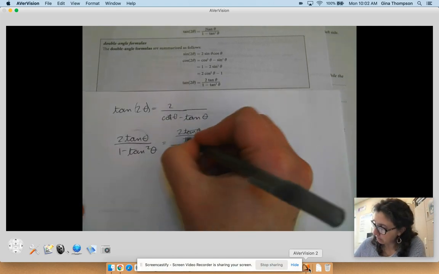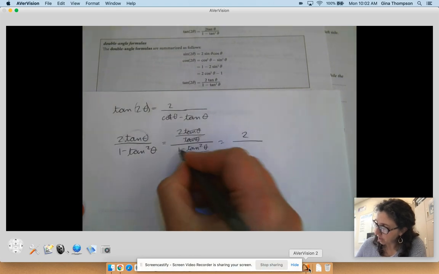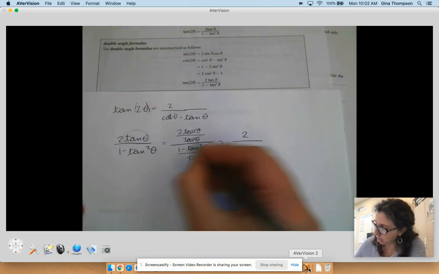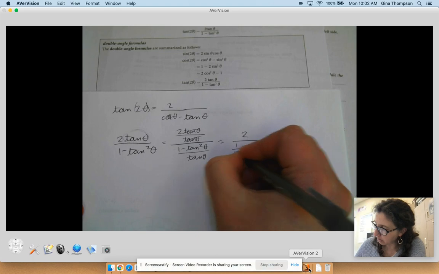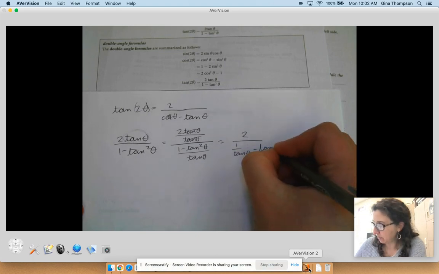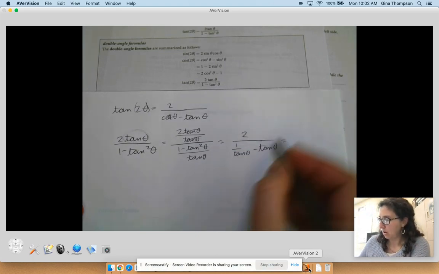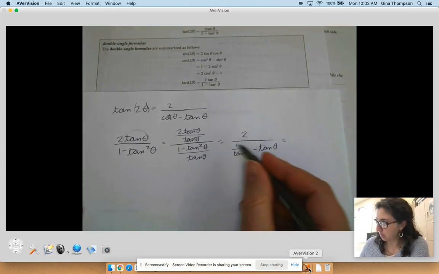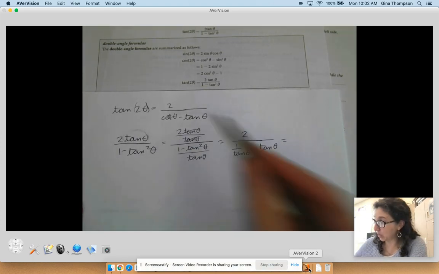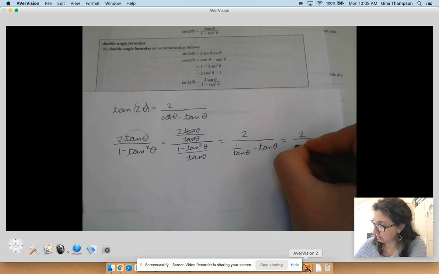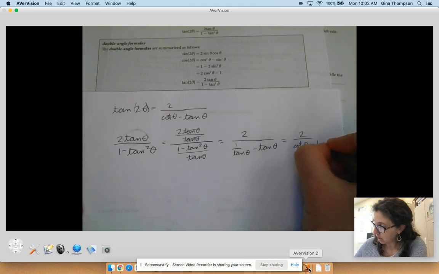So what's going to happen? I'm going to get 2 here, and I'm going to divide this into each of these terms. I'm going to get 1 over tan theta minus tan theta. Well, what is 1 over tan theta? I'm trying to get here, and yeah, great. 1 over tan theta is cotangent theta. And I got there.